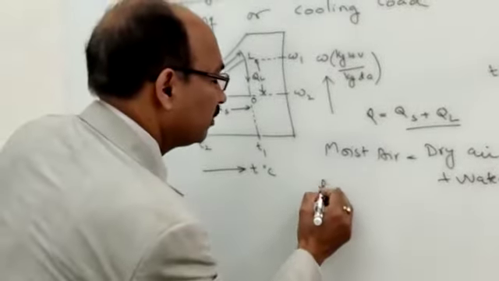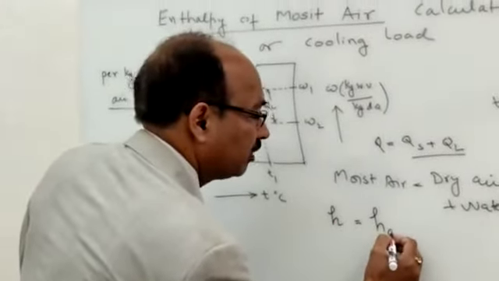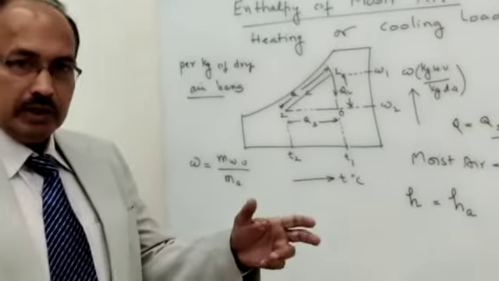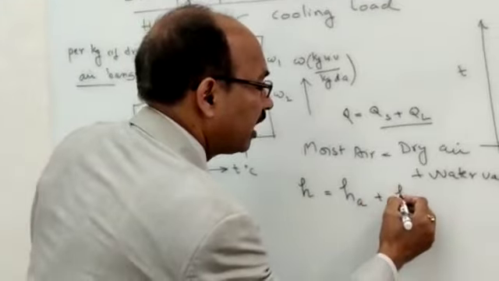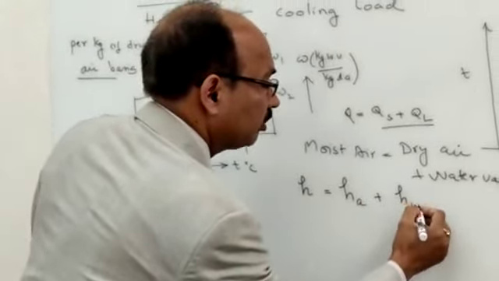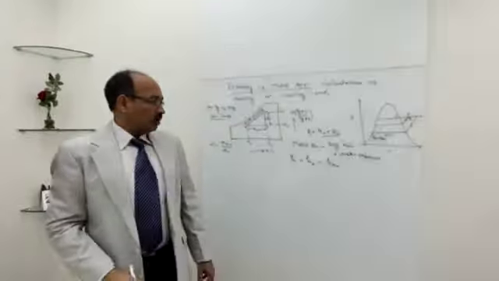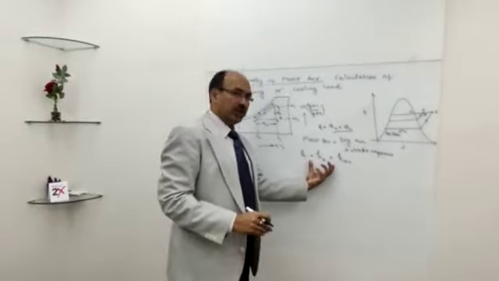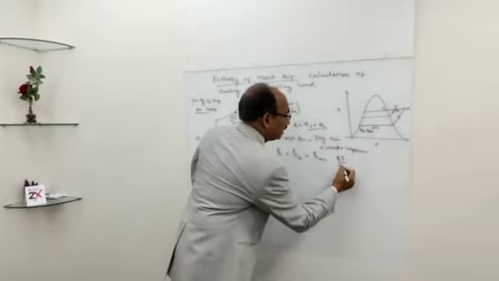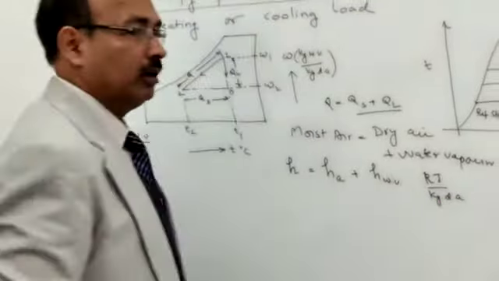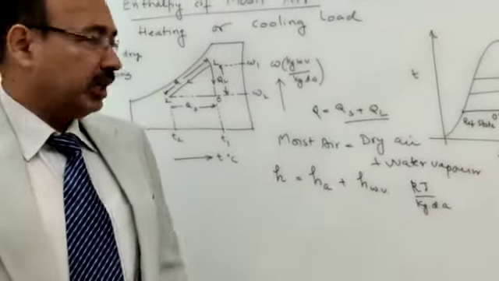Enthalpy of moist air has two components. One is enthalpy of dry air, and then you have to add the enthalpy of water vapor part. So then we write H dry air plus H water vapor. So this is the total enthalpy. But now all calculations are done on per kg basis. This is written as kilojoule per kg of dry air. All the psychrometric chart values that we get are on the basis of per kg dry air.